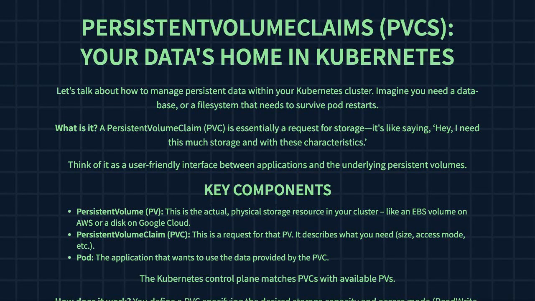Okay, let's dive into persistent volume claims. Think of them as the key to managing your persistent data in Kubernetes. Basically, a PVC is a request for storage, like saying, I need a certain amount of space and with specific access permissions. It's a way to abstract away the complexities of finding and using actual storage volumes within the cluster. You have persistent volumes, which are the real physical storage resources, and then the PVC itself describes what you need. A pod can then use this volume as if it were a regular file system.